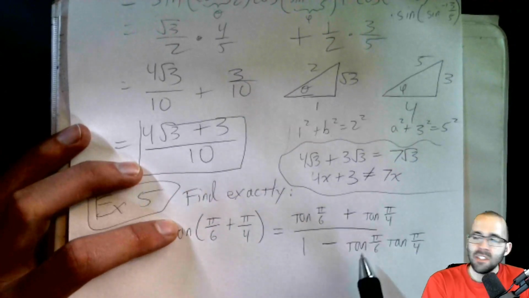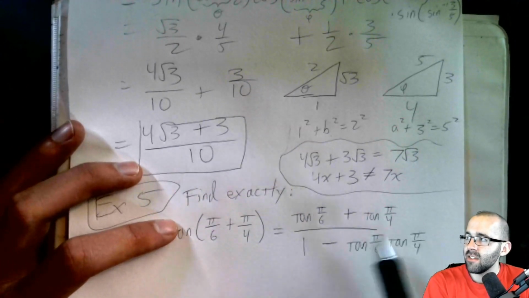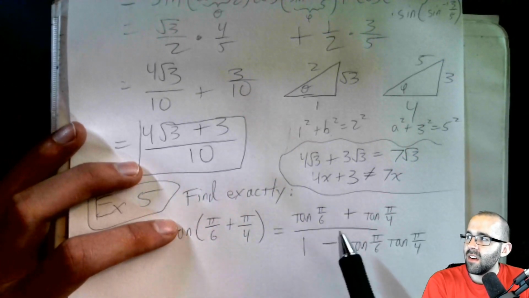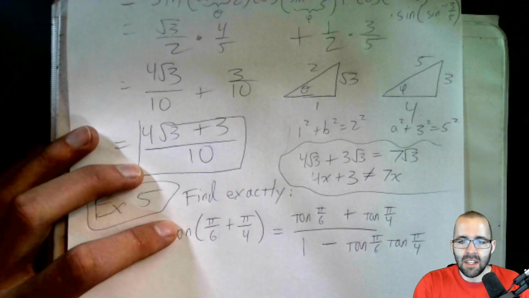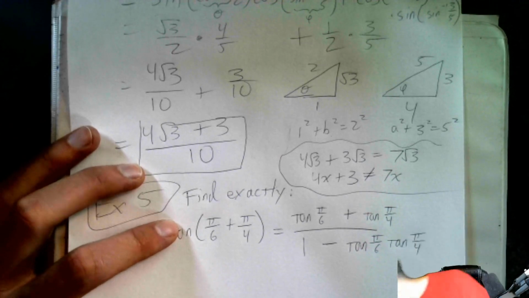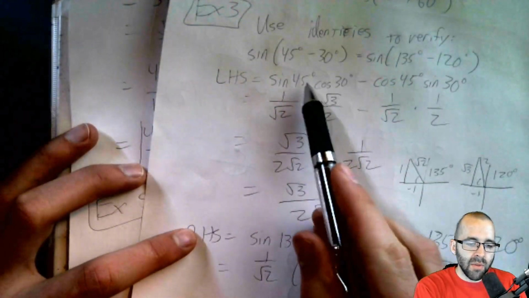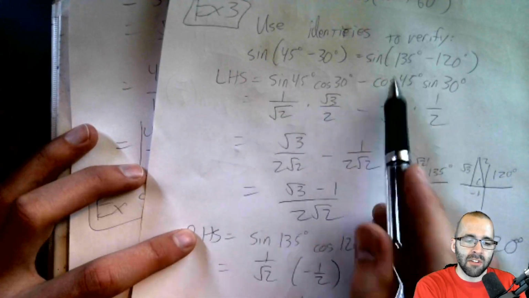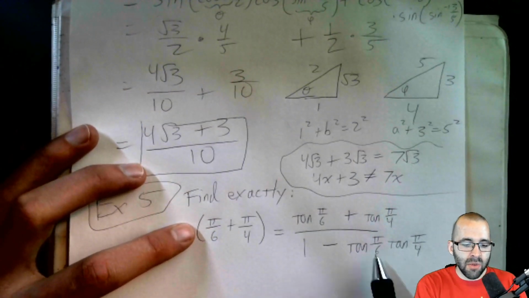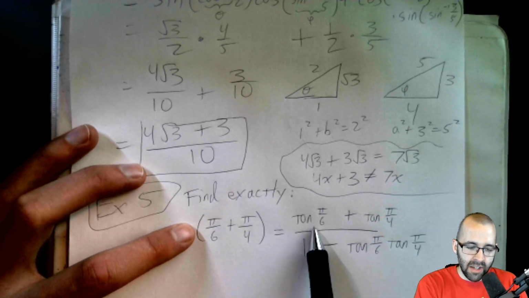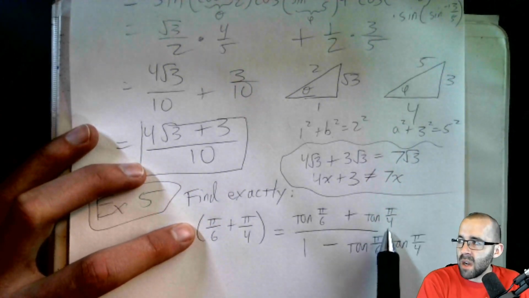So there, even though tangent looks messy, right? This looks kind of awful. We really only have to find two things this time. If we used the cosine identity or the sine identity, notice we had to evaluate 4 different trig functions. And here, even though it looks kind of ugly, there's really only 2 different functions we have to evaluate: tangent of pi over 6 and tangent of pi over 4.